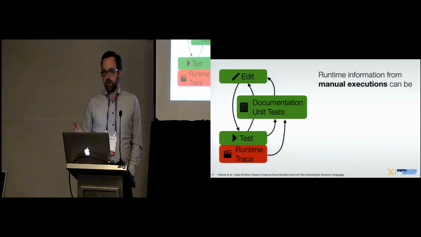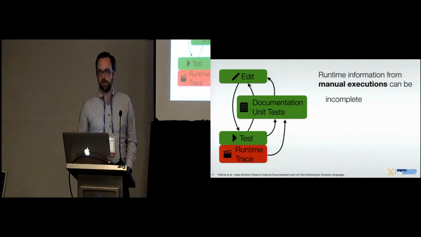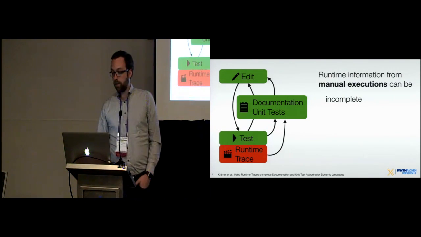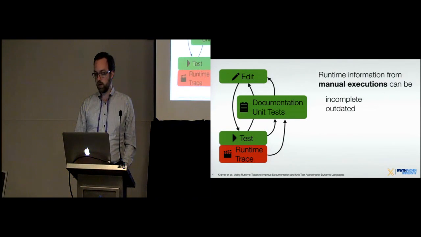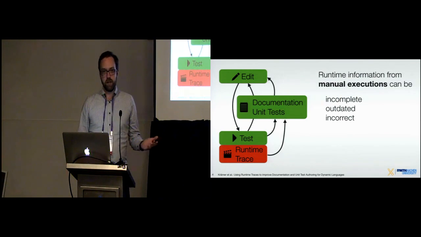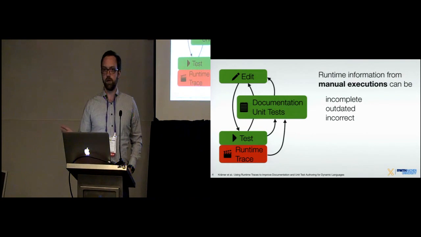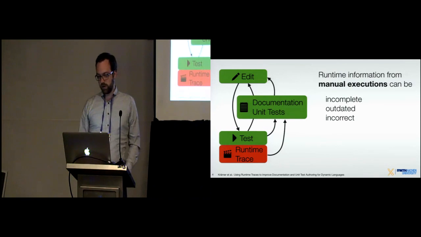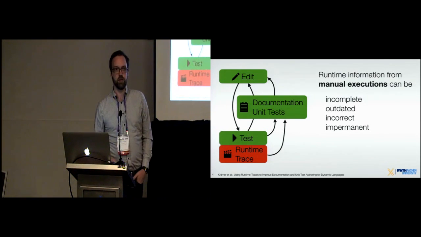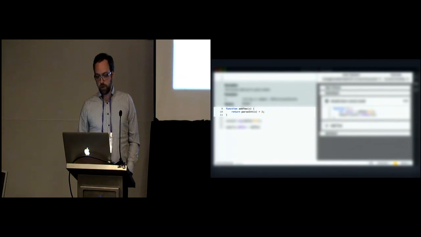Using this runtime information, however, can have 4 potential problems. First of all, developers will typically not exercise all the paths through the code, so the information can be incomplete. The last manual execution might have happened a while ago, then the information becomes outdated. Developers might execute the code while it's in an incorrect state. This means that the information we get for documentation and unit tests is also incorrect. And as we've also heard before in the session, the software is likely to change, and that makes the information impermanent. So let me show you an overview of the prototype we came up with.